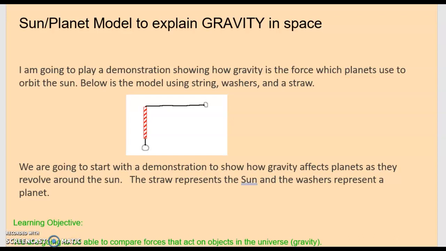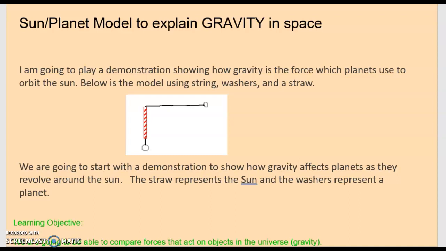So in the gravity video that you just watched, it talked about how gravity depends on distance and size. And the biggest thing that I can think of is the sun, right? So we're going to watch a little model here of a sun and planet to explain gravity in space. I'm going to play a demonstration for you.